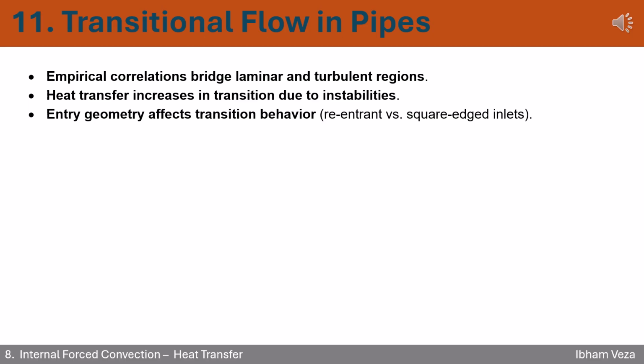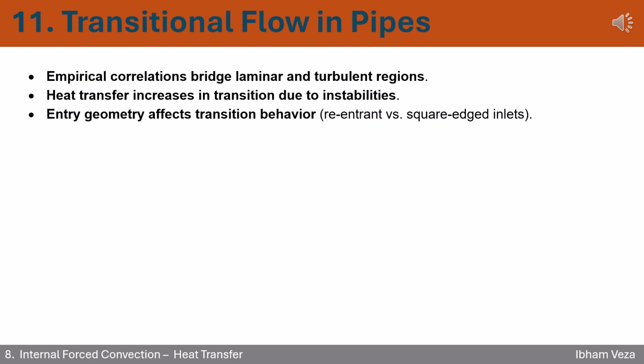11. Transitional flow in pipes. Let's break down transitional flow in pipes, an area where things get unpredictable. When flow moves from laminar to turbulent, it enters a transition zone. This zone isn't easily described by theory, so we rely on empirical correlations to bridge the gap. These correlations give us practical answers when theory falls short.